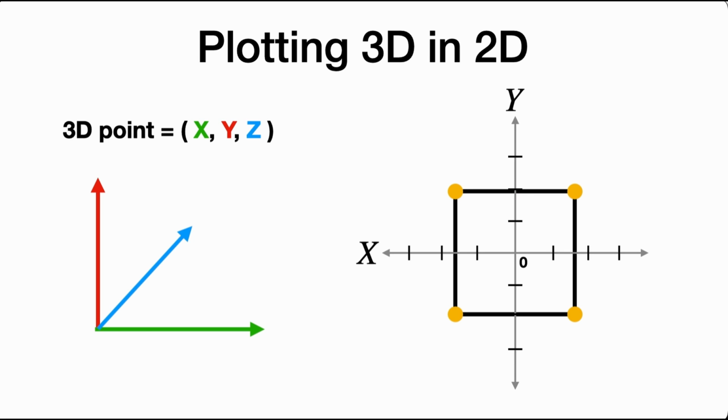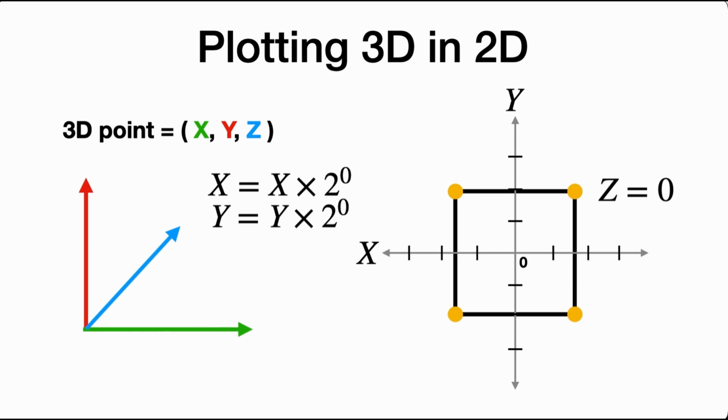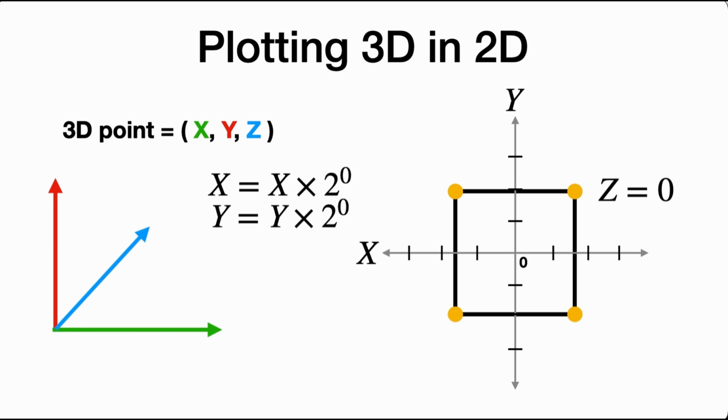We have 4 points here which form a square, and each of these 4 points are 3D points. But what about the Z? So if we assume Z is 0 in this case, we just multiply the X and the Y values by 2 to the power of Z, or 0. And 2 to the power of 0 is 1. Having Z as 0 is essentially the center point between being close to you or further away.